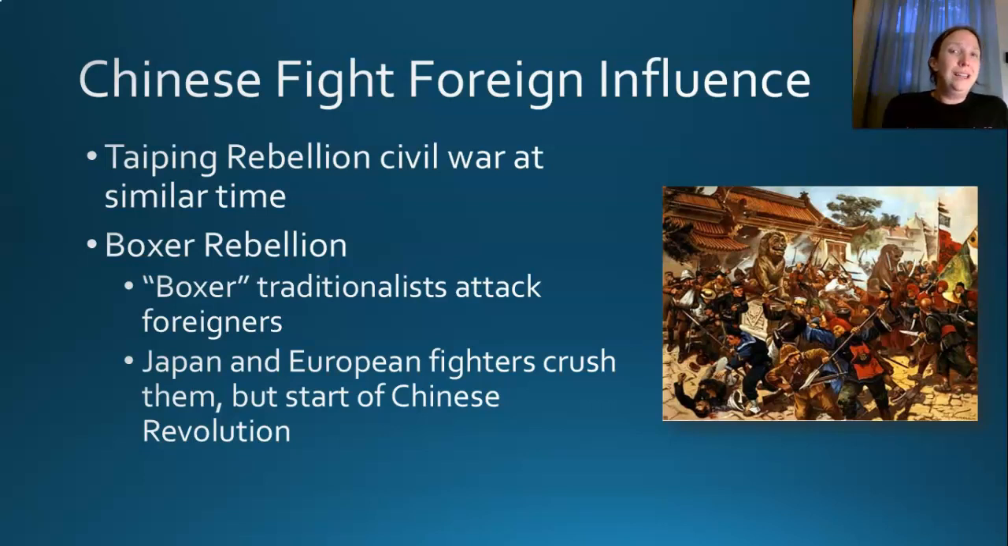And so while the Japanese and the Europeans managed to stop this Boxer rebellion, it shows the discontent and the instability of the Chinese government. And eventually this leads to the downfall of the Qing dynasty, to the point where the dynasty system of China ends for good. And so that becomes the start of the Chinese Revolution.